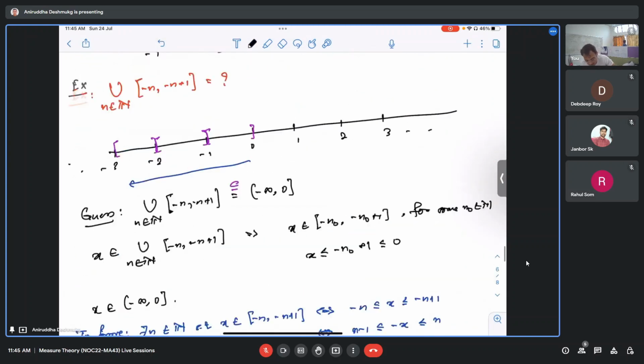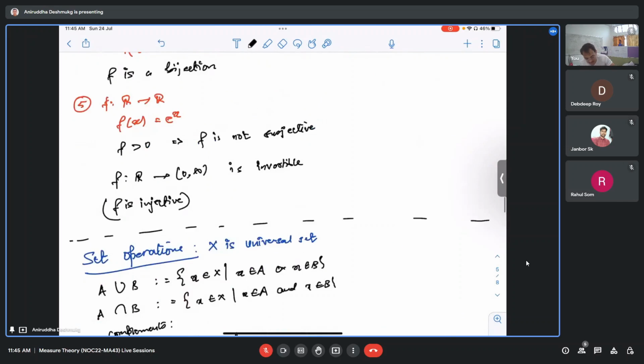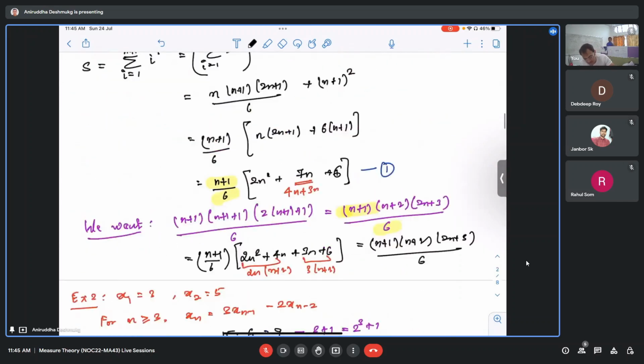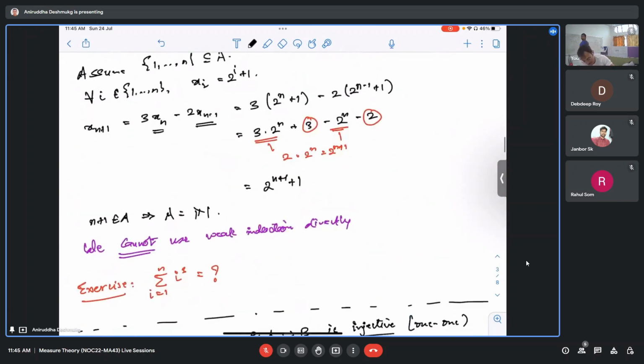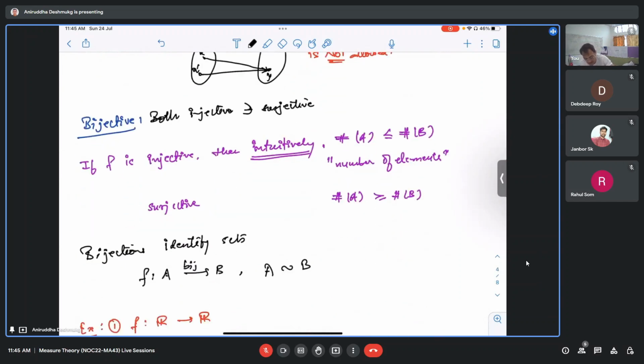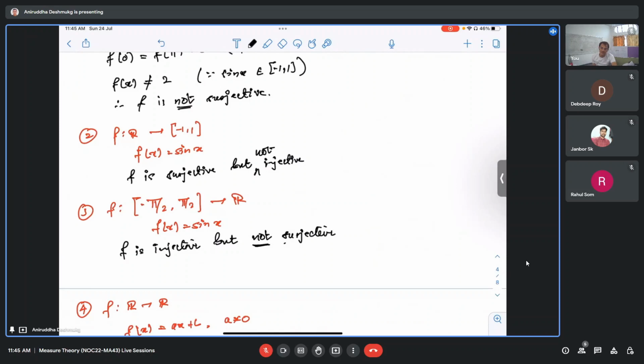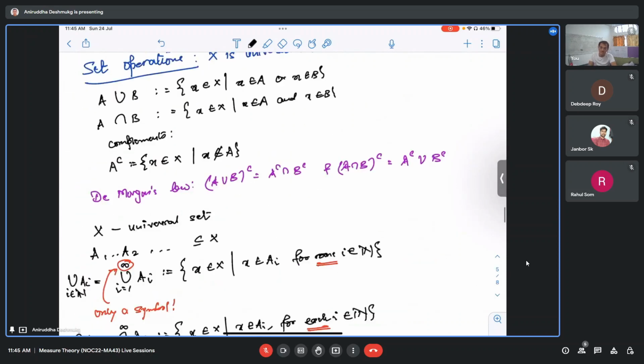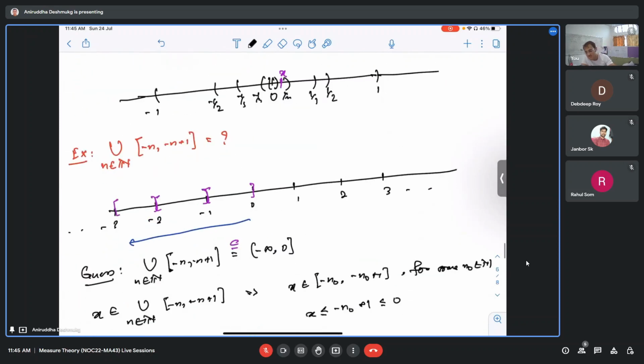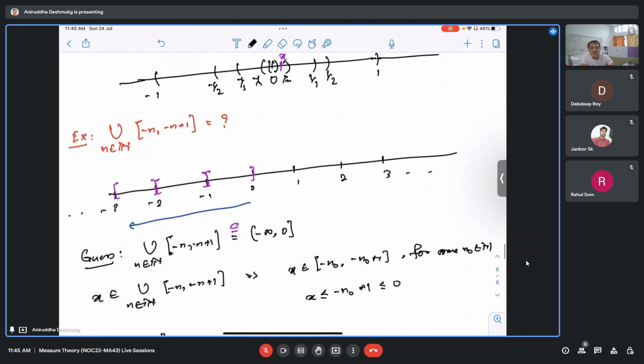So all right, this was all about the basics that we'll be using, and especially what we say infinite unions and intersections, or in general arbitrary unions and intersections, that we are going to use in week 1 when we define sigma and lambda. Okay then, thank you.